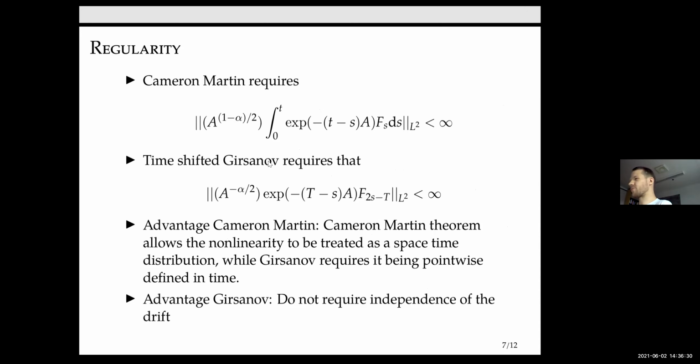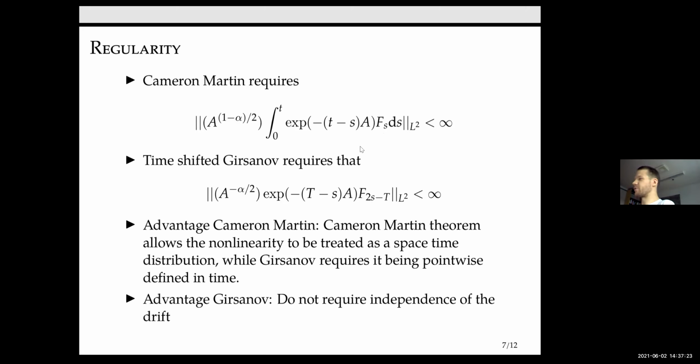The shifted Gaussian, Jonathan calls this a time shifted Gaussian theorem, and you can compare it with the Cameron-Martin theorem, and you see that the regularity requirements are mostly the same, but you have a trade-off in the sense that in space the regularity is mostly the same. If you look at this, you get a semigroup, so this gives you a +1, and then you look at this equation and you see that the regularity in space is the same, but the regularity in time here is less strict because you can have this F be a space-time distribution, and here you need it to be pointwise defined in time.